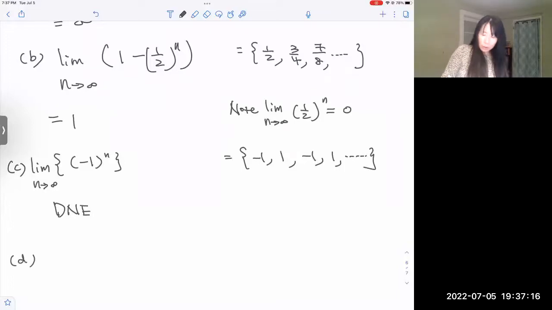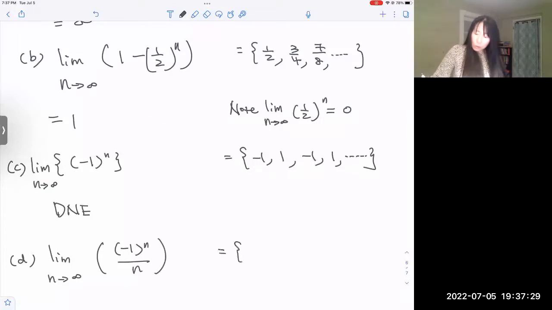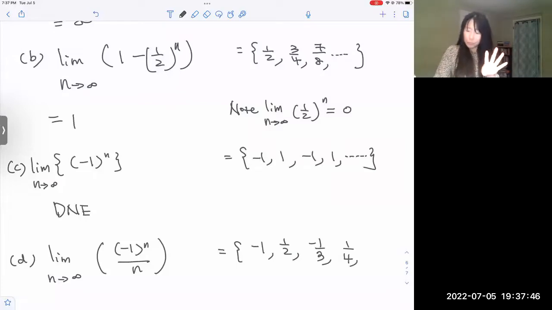The last one we have the limit when n approaches positive infinity of -1 to the n power over n. So when n equals 1, it's -1. When n equals 2, it's positive. When n equals 3, it's negative. When n equals 4, it's positive. So what do you think about this one?